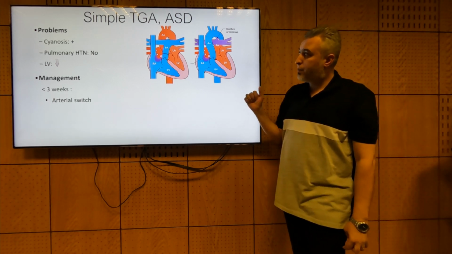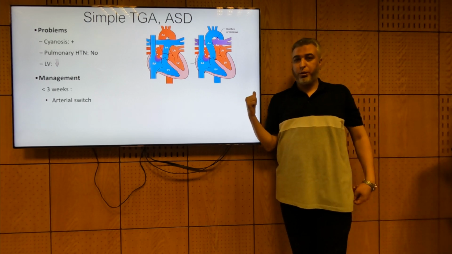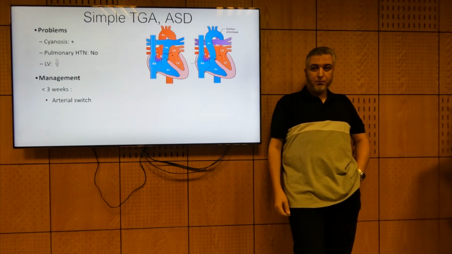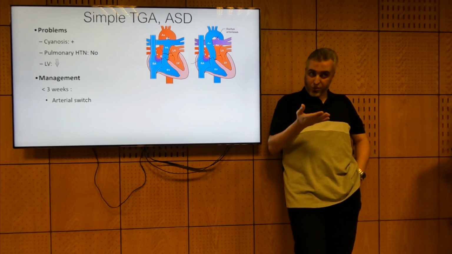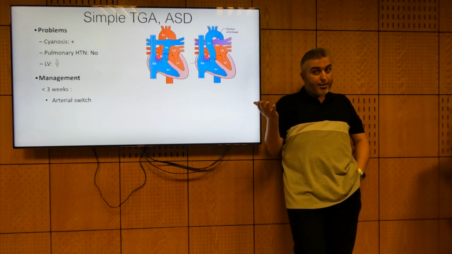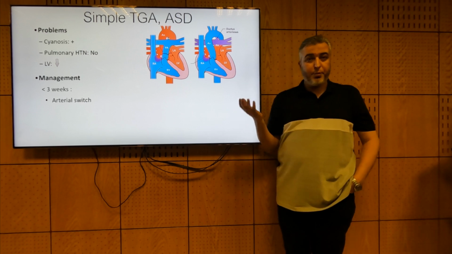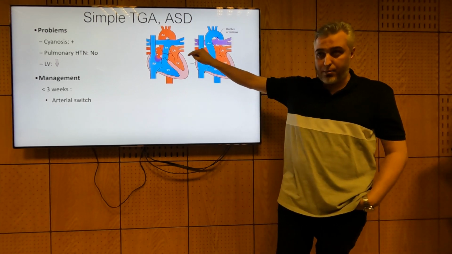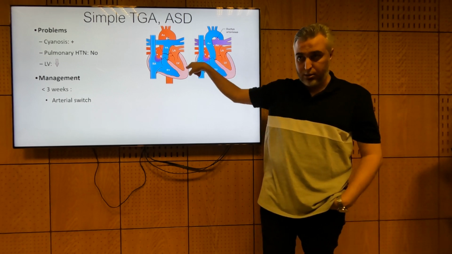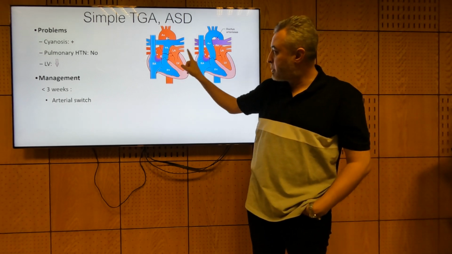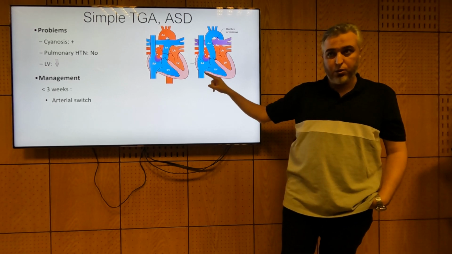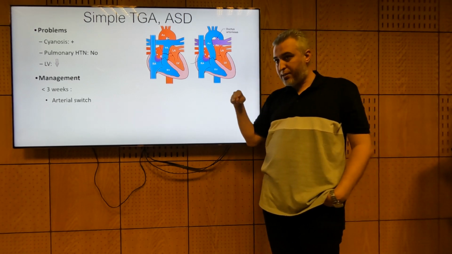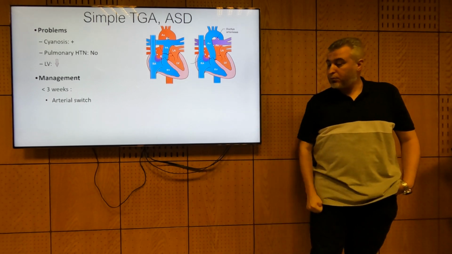What are the advantages and disadvantages of this operation? It is normal physiology, and it is an anatomical repair. By anatomical repair, I mean that the systemic circulation will be supported by the morphologic left ventricle. It was before supported by the right ventricle, and now after the operation, it becomes supported by the left ventricle, which has the best long-term outcome.